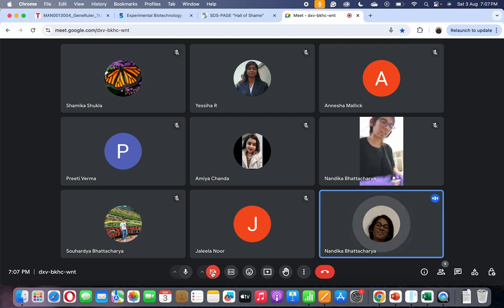So I've just loaded it along with the sample. So it will run at the same time as the sample. When we visualize the gel, we can see exactly how it looks. Okay?